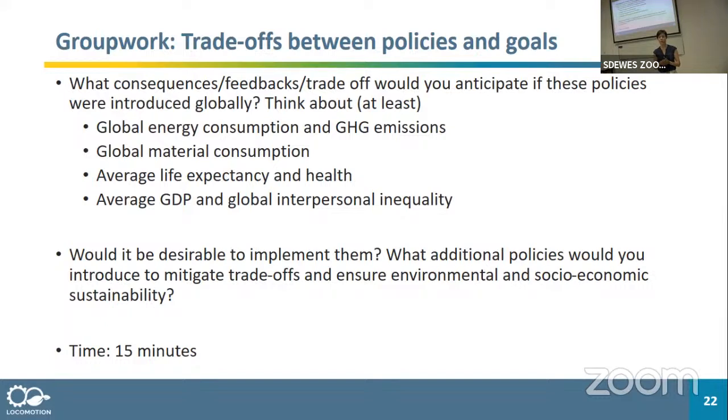This time we would like you to think in terms of being modelers, so you have to think in terms of loop diagrams or feedbacks, and consider what the consequences, feedbacks or trade-offs would be of certain policies if they were introduced globally. So think at least about what the effect would be on global energy consumption and greenhouse gas emissions, on global material consumption, on average life expectancy and health, and average GDP and global interpersonal inequality. I'm just reading it out.